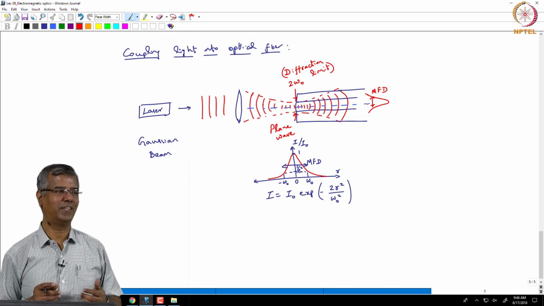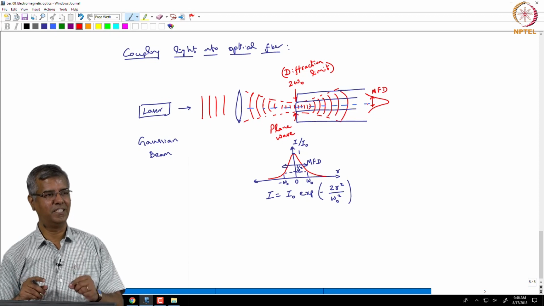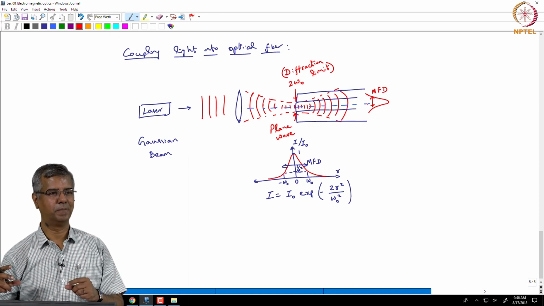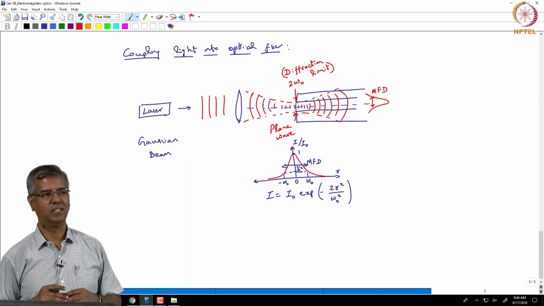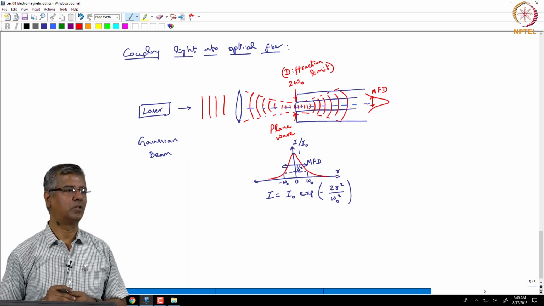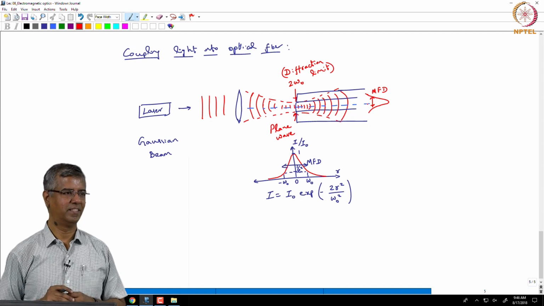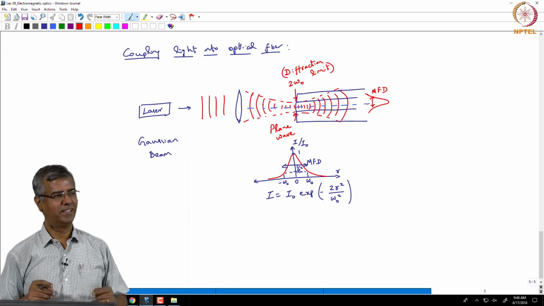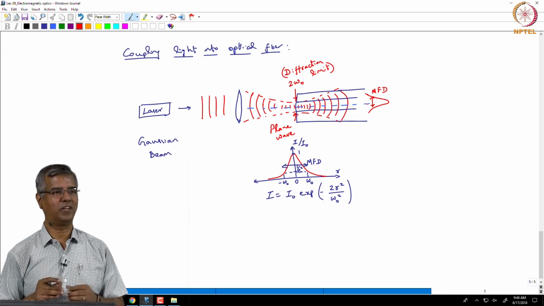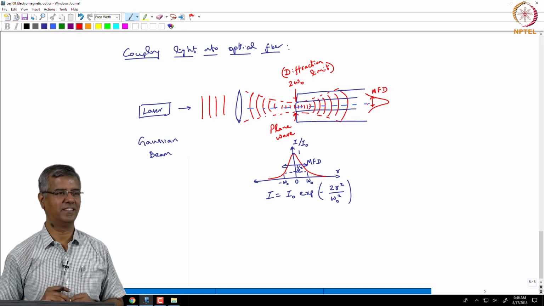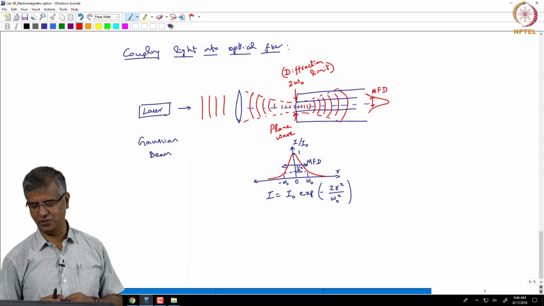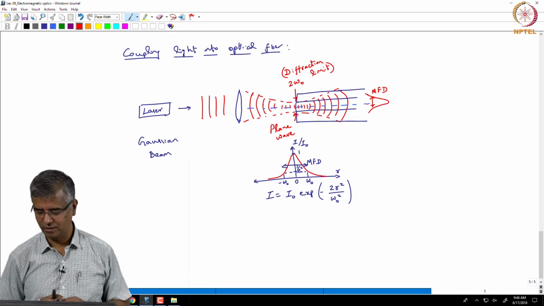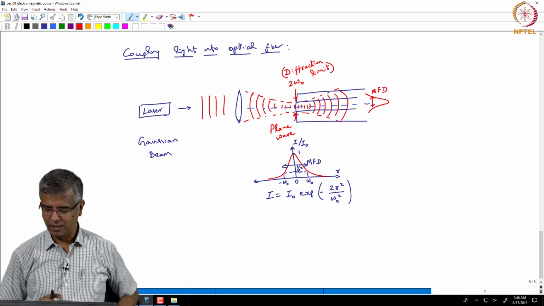No, it does not work out that way, because what matters is the overlap integral of this field and that field. As long as that overlap integral is not matched, you do not have good coupling efficiency. But intuitively you think, I will just make sure that the spot size is smaller than the mode field diameter of the fiber, and then I should have maximum coupling. It does not work out that way.